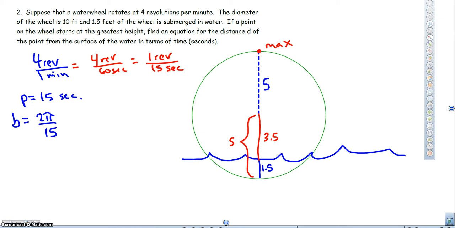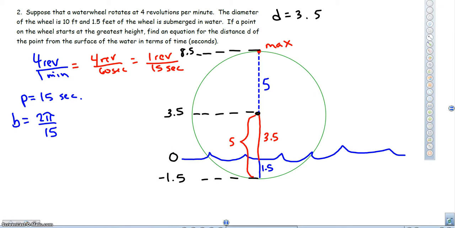Well, the surface of the water is like 0, so I'm going to put 0 here. Now I know this middle point, I'm going 3.5 feet above the water, so there's my 3.5. And then the maximum, if you add the 5 and the 3.5, that's going to give you 8.5 feet. So these are my values. The minimum is underwater, so it'd be negative 1.5. So that's how I can get my min, max, and midline. So D is 3.5.